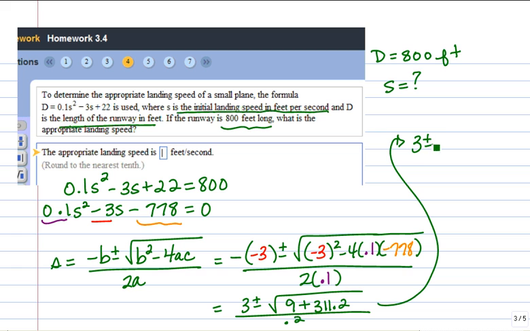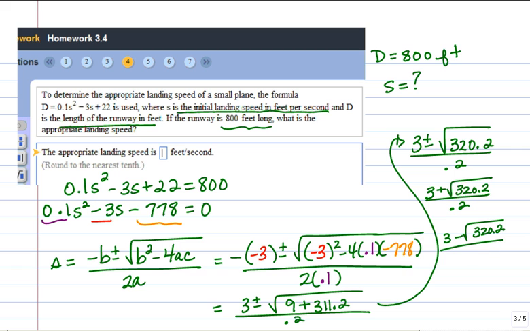So we would have 3 plus or minus the square root of 320.2 over 0.2. You can let the calculator simplify this for you. We've got to do 3 plus the square root of 320.2 over 0.2 and 3 minus the square root of 320.2 over 0.2. Now you might guess this square root of 320 is going to be more than 3. So when we subtract that off, it's going to be a negative value. So that one won't make sense in the context of this problem. So we really just need to find that first value, 3 plus the square root of 320.2, and then divided by 0.2. And that gives us approximately 104.5. So that means the landing speed needs to be 104.5 feet per second.